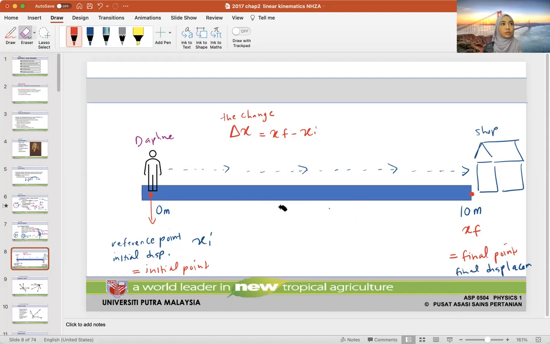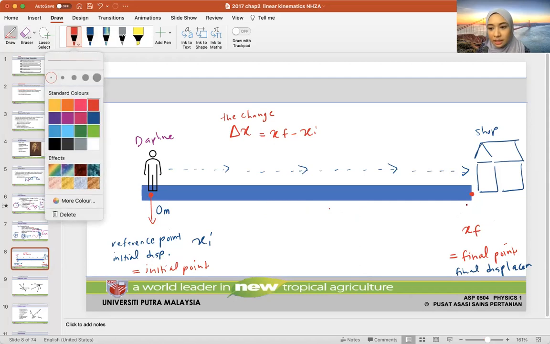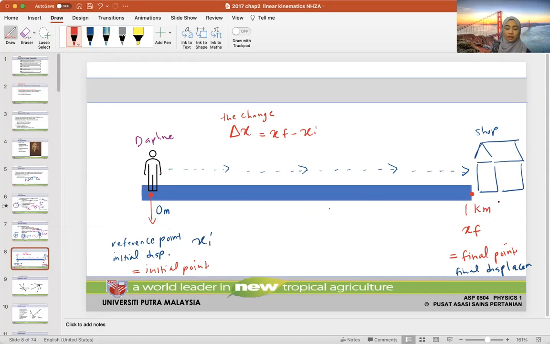Now, what is the speed of Daphne? How long did it take Daphne to go to the shop? Let's say it's 10 meters. Wait, let's change it: 10 kilometers is too far, poor Daphne. Let's be reasonable and say it's 1 kilometer, so Daphne isn't too tired. So from 0 meters to 1 kilometer, Daphne had to walk, and that took 15 minutes. That's acceptable, just a little sweaty.